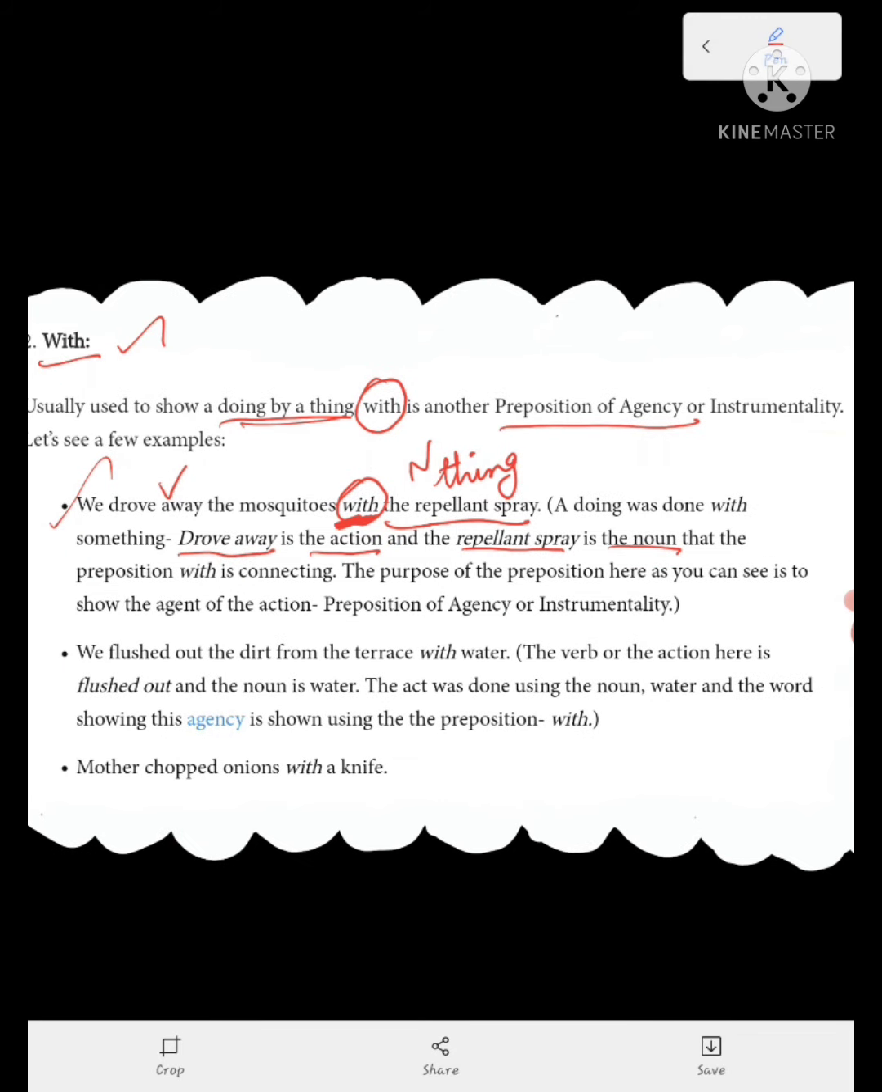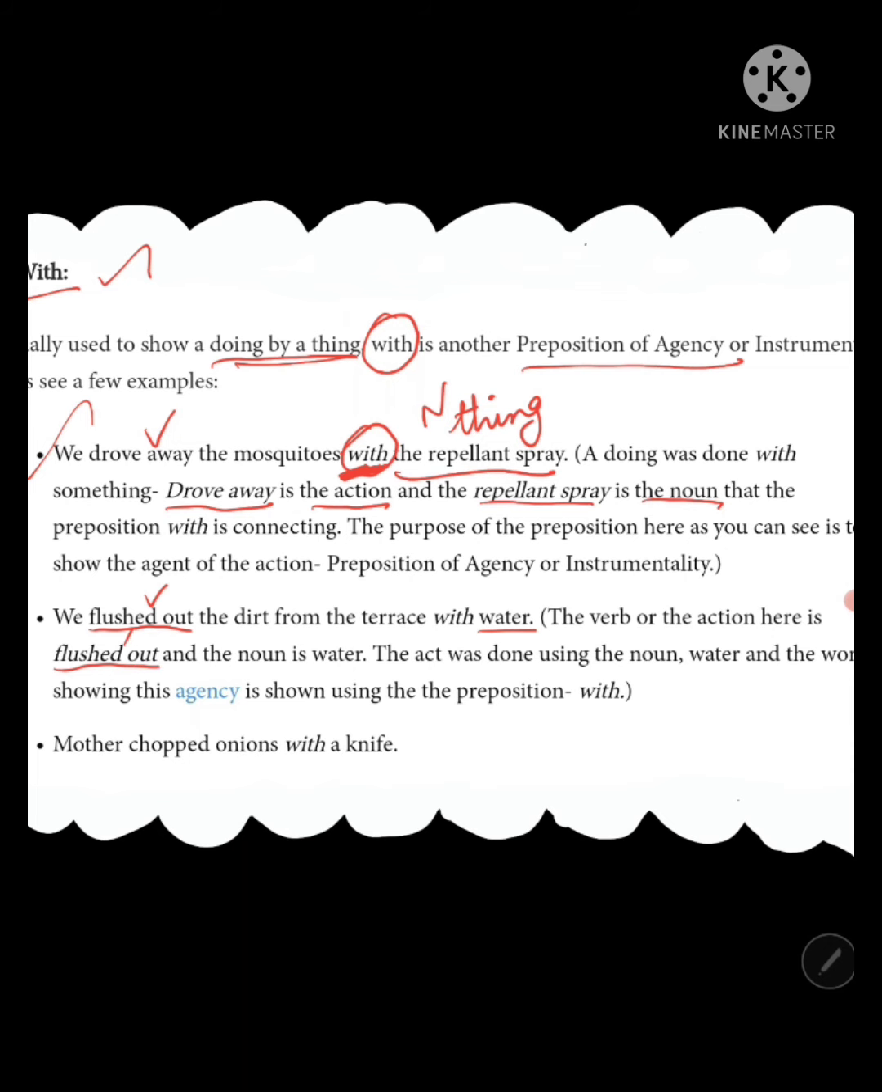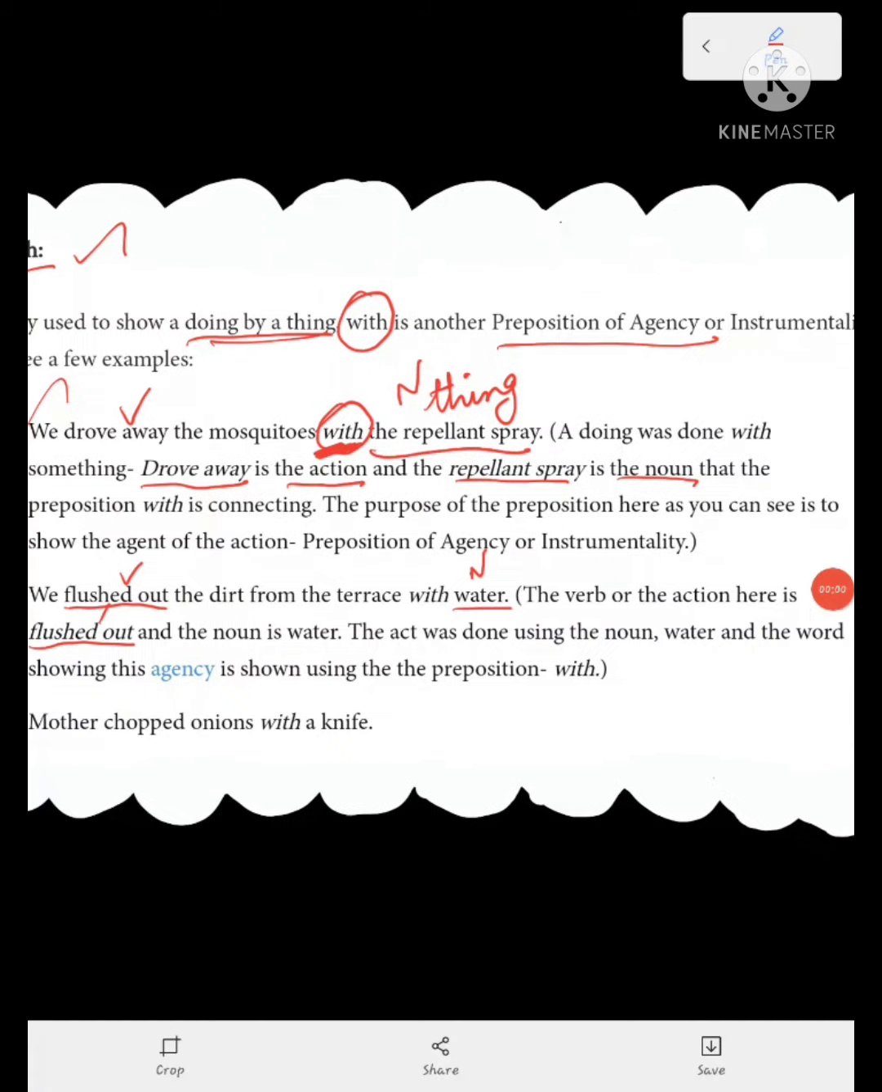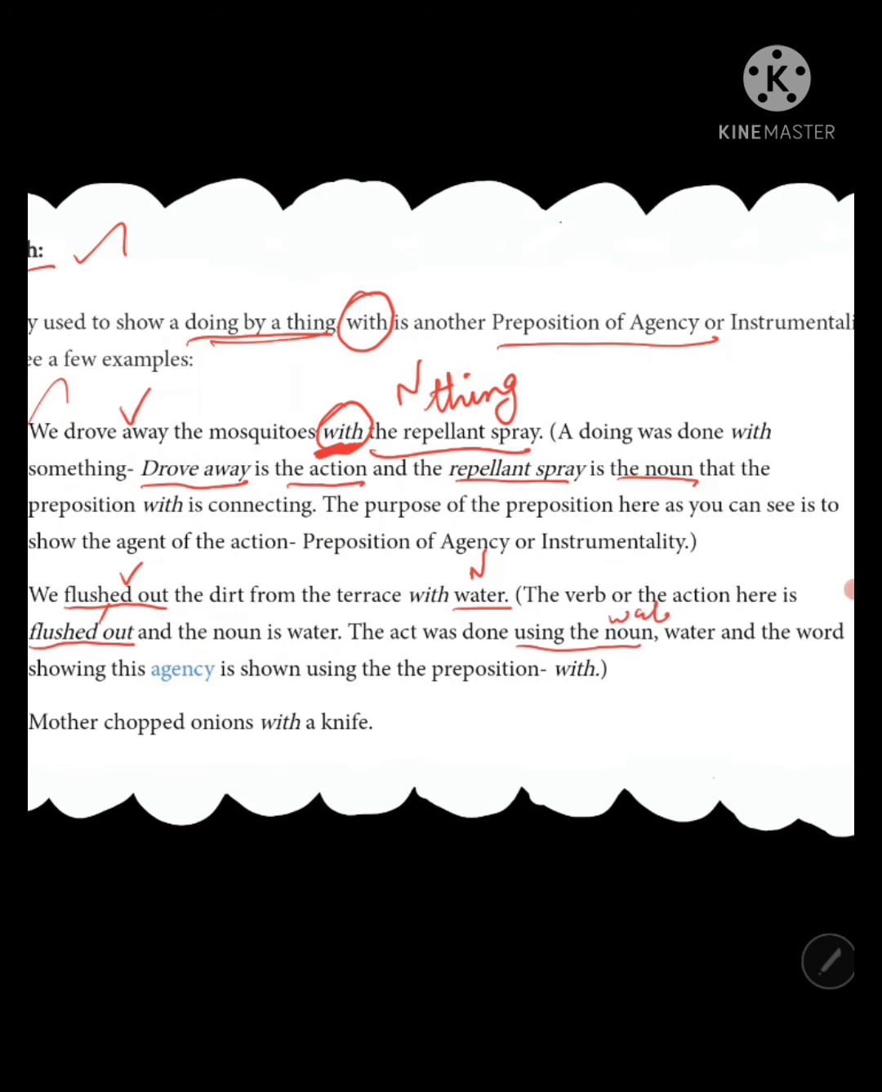Next example is we flushed out the dirt from the terrace with water. Flushed out is a verb. With water. Water is not a person. It's something, a thing. The verb or action here is flushed out. I already told you, water is a noun. The act was done using a noun, using the water, and the word showing this agency is the preposition with.